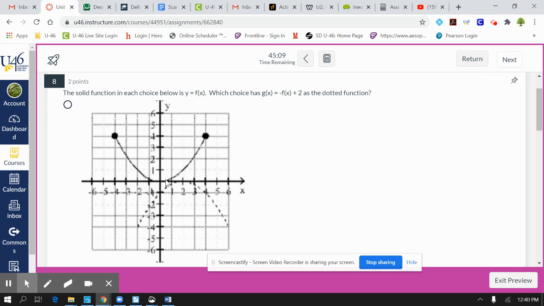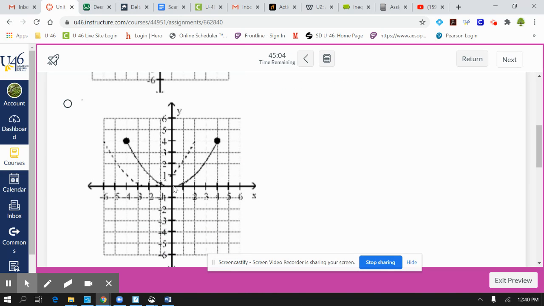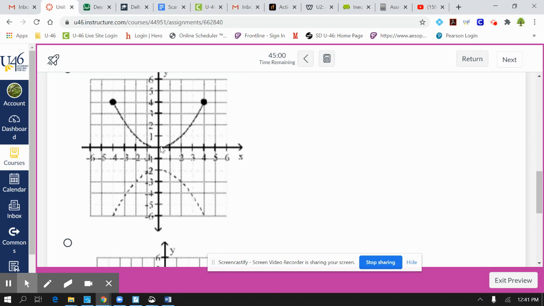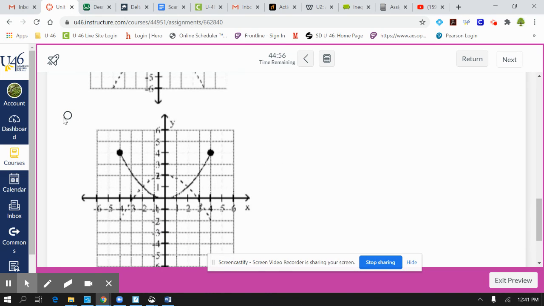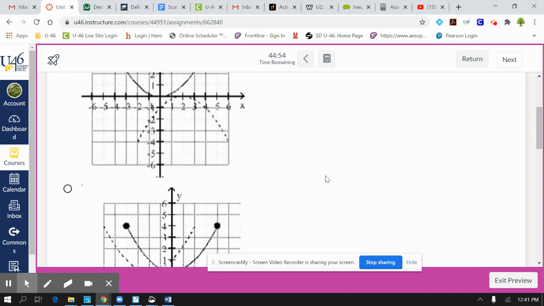Well, this one got flipped upside down and went to the right 2. This one got flipped, this one just moved to the left 2. This one got flipped upside down and moved down 2. This one got flipped upside down and moved up 2.